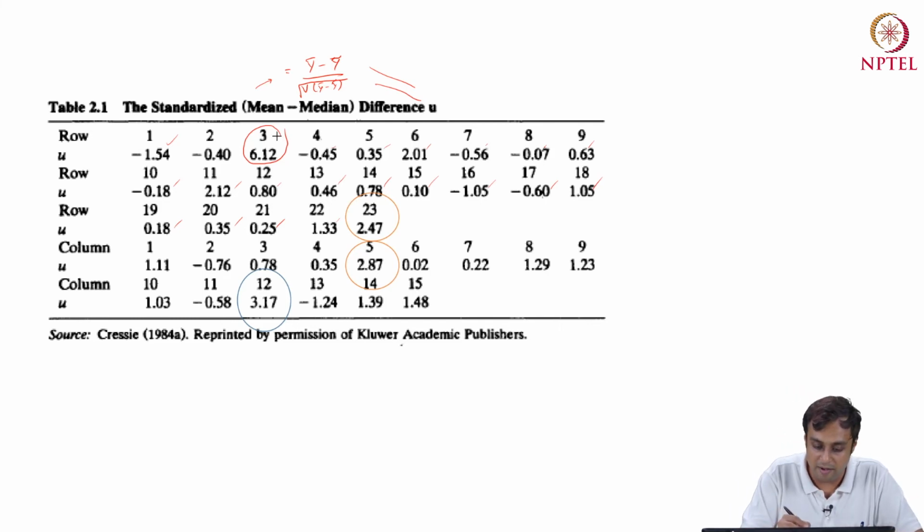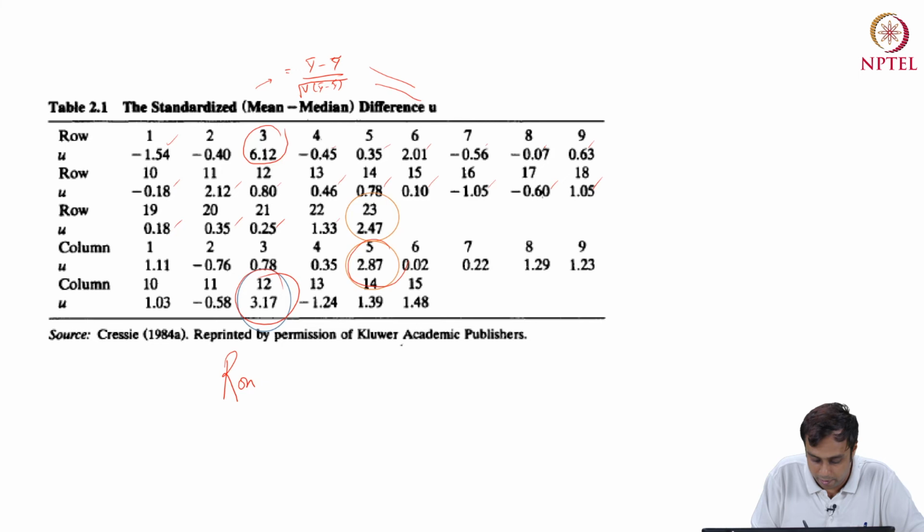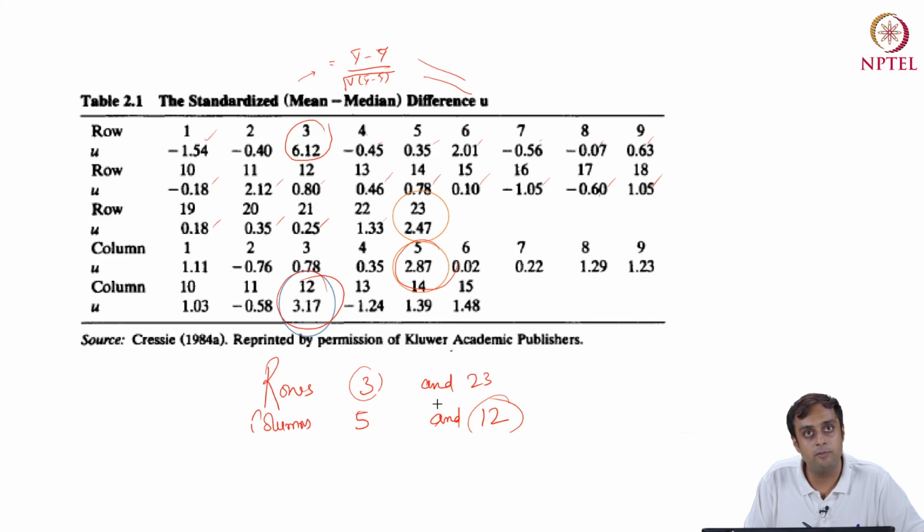So clearly we have 6.12 and 3.17. I've also circled 2.87 because it's quite close to 3, and also 2.47 because, why not just check it out. So what I really want to look at now in my data set is rows 3 and 23 and columns 5 and 12, where row 3 and column 12 are clearly problematic. Let's pay attention to them.